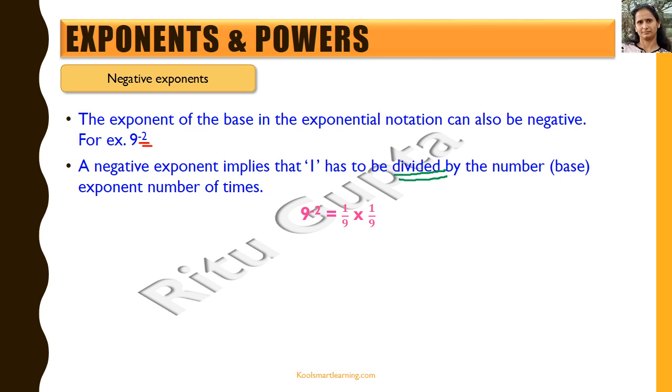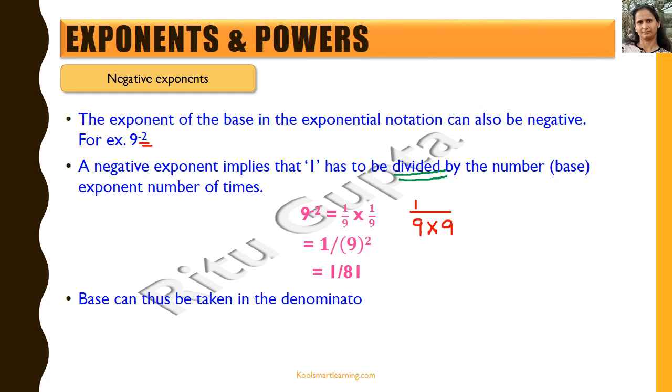Now what does that mean? We are saying 9 raised to the power minus 2 is equal to 1 divided by 9, which is the base, exponent number of times. So we are saying 1 divided by 9 and again divided by 9. That becomes 1 by 9 squared, which is 1 by 81. So the base can thus be taken in the denominator and the exponent becomes positive. That is the value of an exponential notation with a negative exponent.